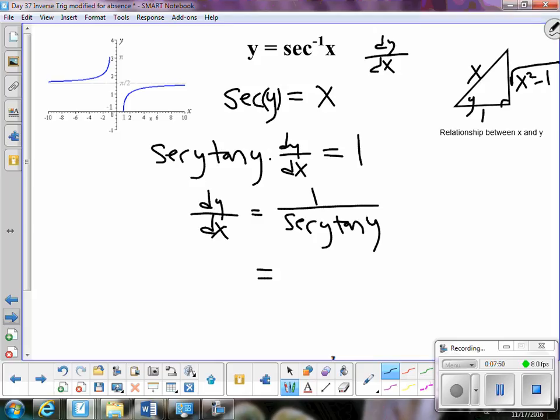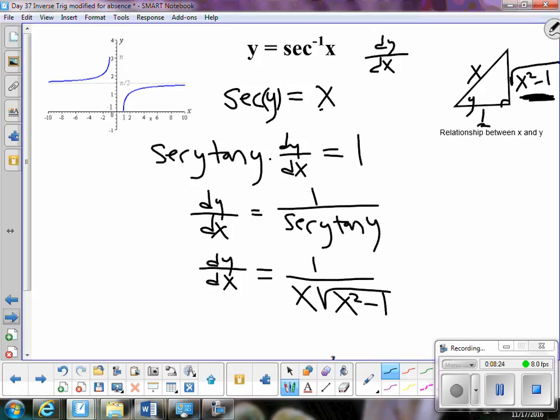So we get that the derivative is equal to the secant of y. Actually, we already know what that is. Secant of y, we know that is x. Or you could look at the diagram. Then times the tan of y. Tan is opposite over adjacent. So the tan would be the square root of x squared minus 1 over 1, or just the square root of x squared minus 1.